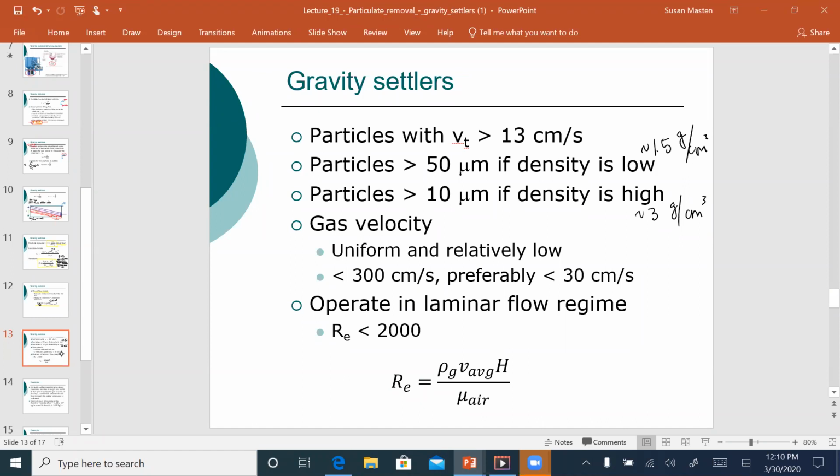Typically, you're going to want uniform and relatively low velocity, as I mentioned before. Often you're going to want it less than about 30 centimeters per second. So that's why you need a large volume. In the video that we watched, you saw the settling in the duct work. Why? Because you've got this large volume, particles potentially have that chance to settle out. And then we want to operate this in a laminar flow regime, so we want a Reynolds number less than about 2,000.